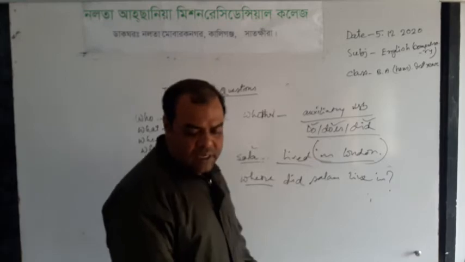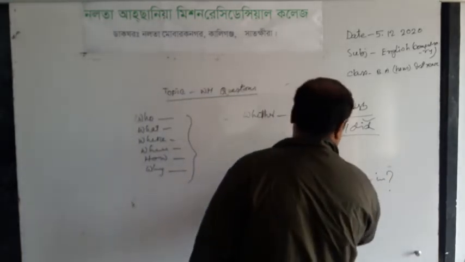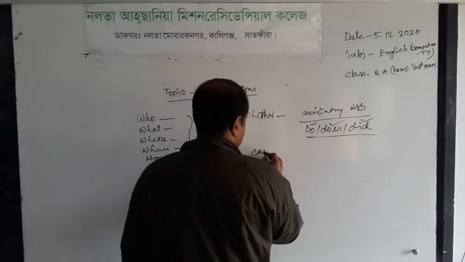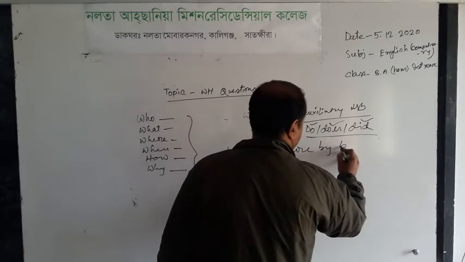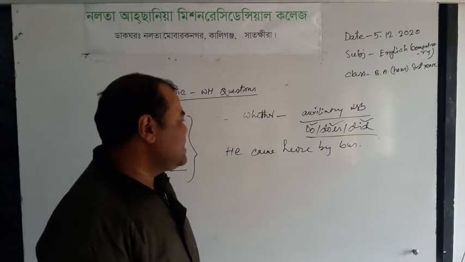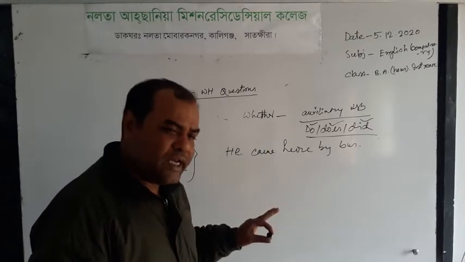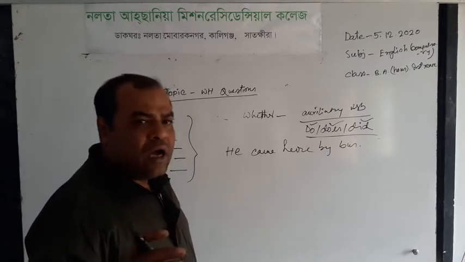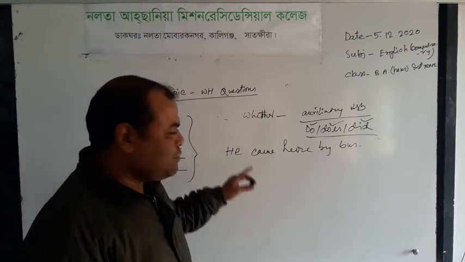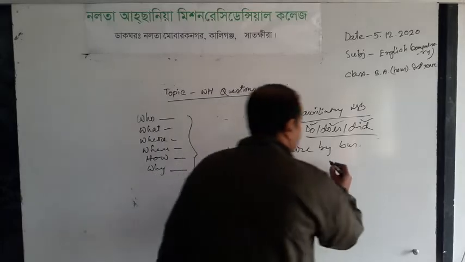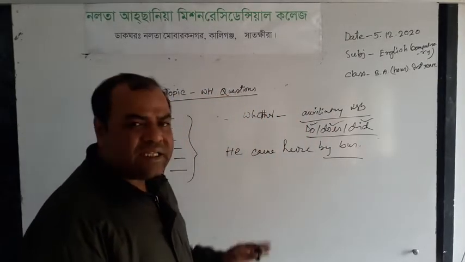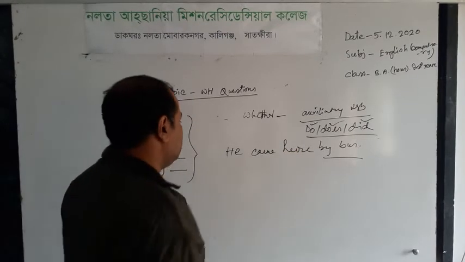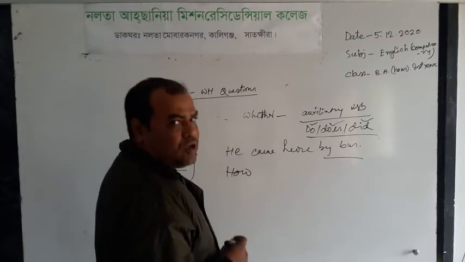Salam lived in London. It's a WH question, and we will see another example. He came here by bus. It's an assertive sentence. You have to turn this assertive sentence into not only an interrogative but into a WH question. When you turn it into a WH question, at first you have to make sure which WH word you will use. Here, by bus is the answer of how did he come here. So if we omit the answer by bus, we have to use how as the WH word.